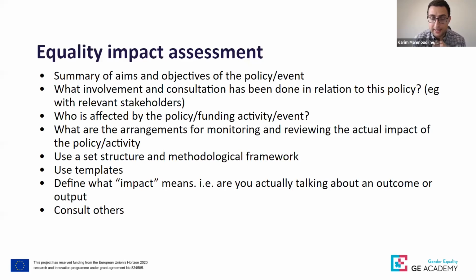So your quality impact assessment is basically trying to capture how this is going to have an impact on different groups of people. You start with the summary of the aims and objectives of your policy or of your event. So you can do a quality impact assessment on not just policy, but different types of activities. What involvement and consultation has been done in relation to the policy. That stakeholder analysis is really important for this. Who is affected? What are the arrangements for monitoring and reviewing the actual impact?